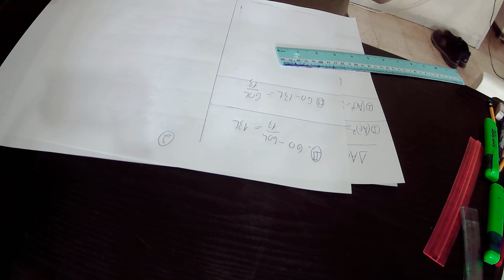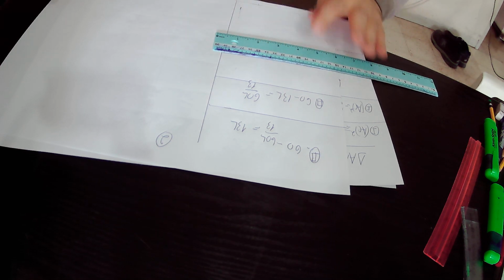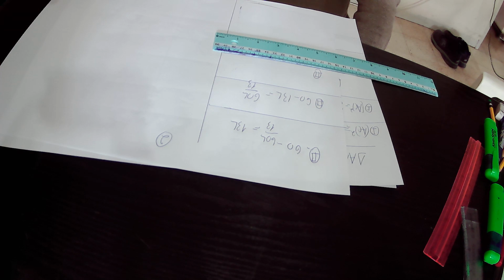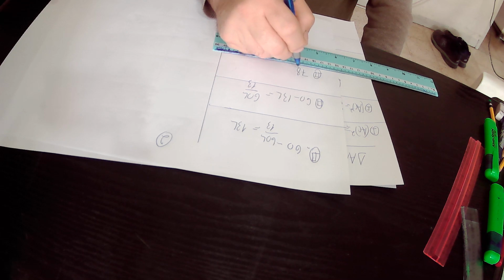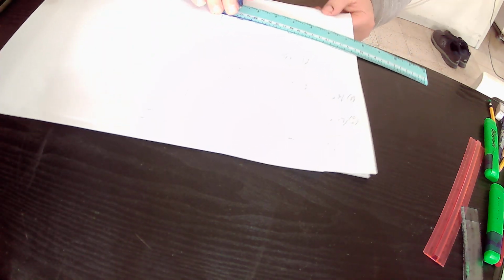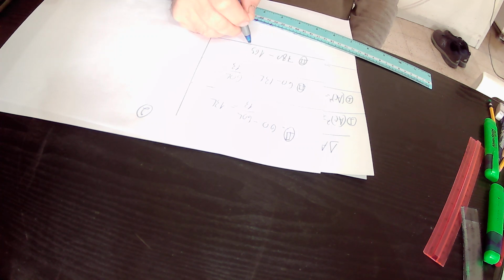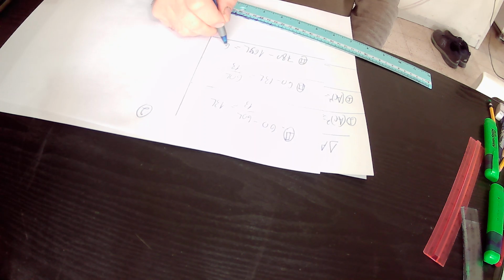Here we multiply this equation 2 by 13, and we get 60 times 13 equals 780 minus 13L times 13L is 169L, and it equals 60L.